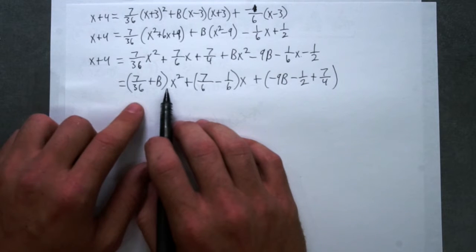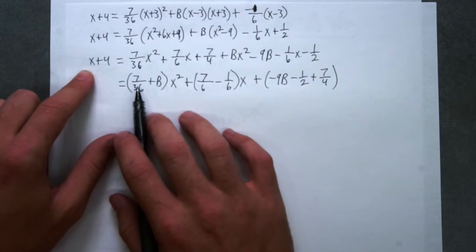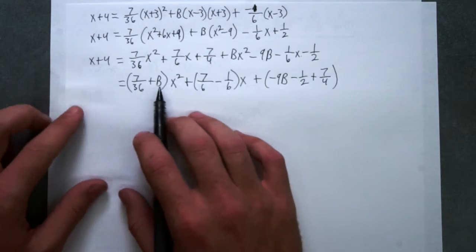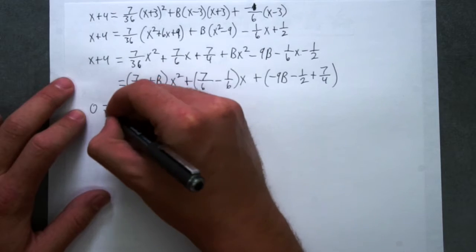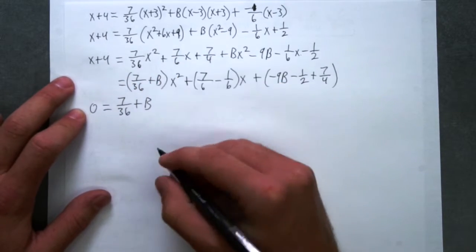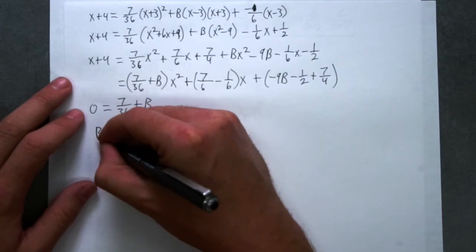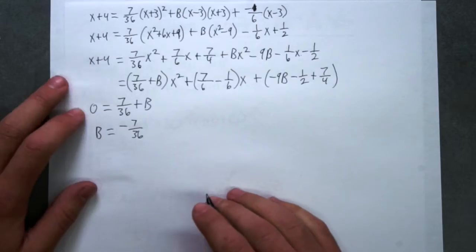Now, looking at the coefficient of x² on the left side, we see that it's 0, and on the right side, it's 7/36 + B. So we can set those coefficients equal to each other. So we get 0 is equal to 7/36 + B. This gives us that B is equal to −7/36.